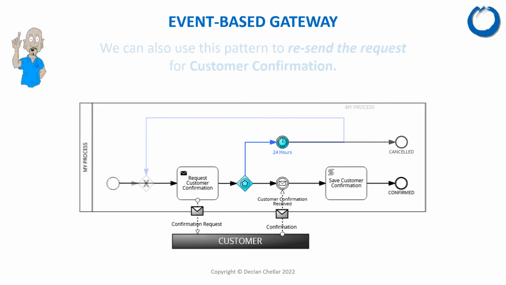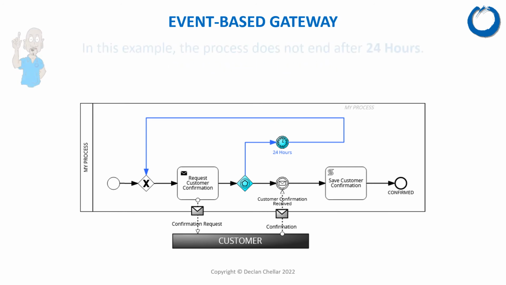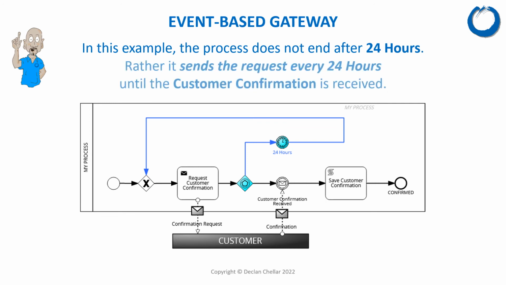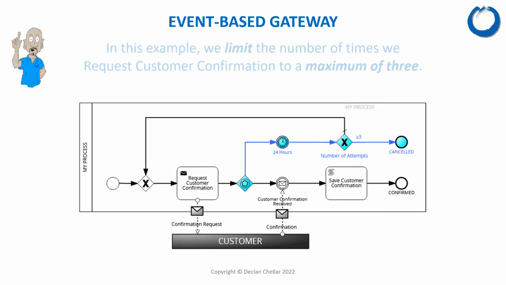We can also use this pattern to resend the request for customer confirmation. In this example, the process doesn't end after 24 hours, rather it sends the request every 24 hours until the customer confirmation is received. In this example, we'll limit the number of times we request customer confirmation to a maximum of 3.